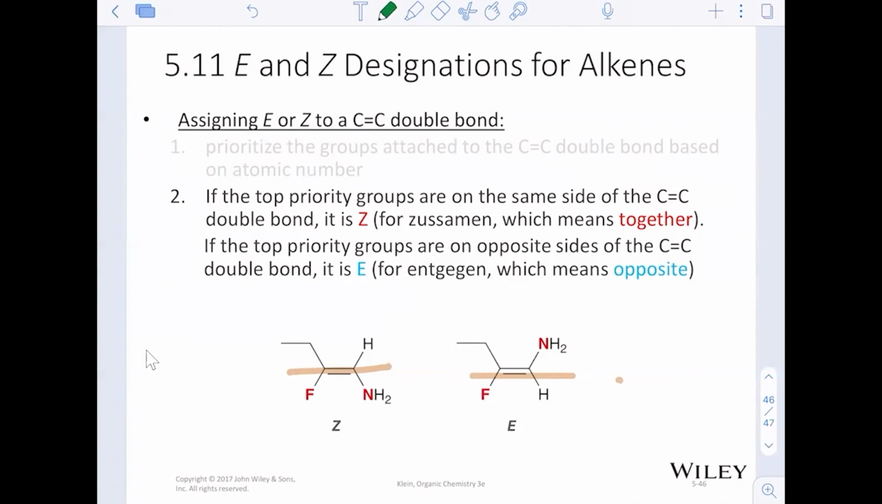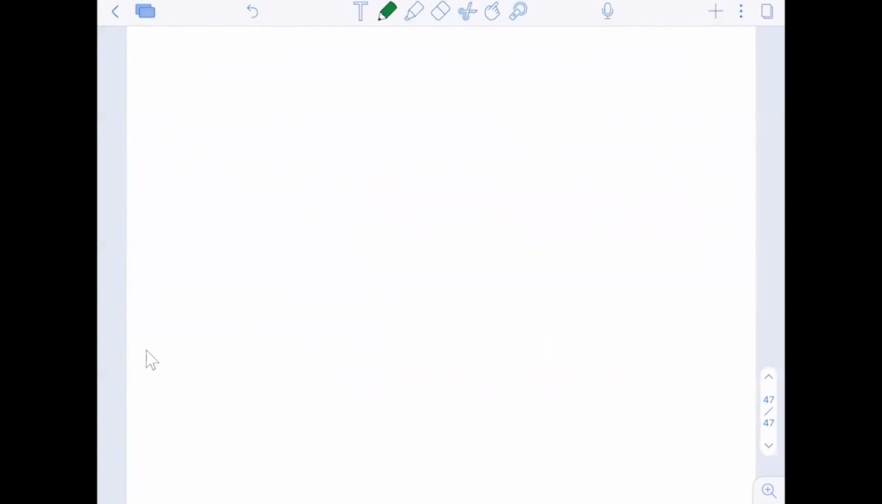And so we look at this first one where F and N are on the same side of that double bond. There is the Z. And where F and N are on opposite sides of that double bond, that's E. Nice. Let's just practice one more.